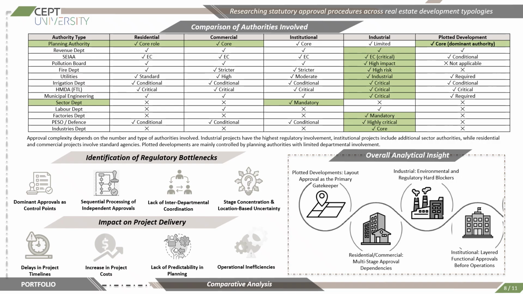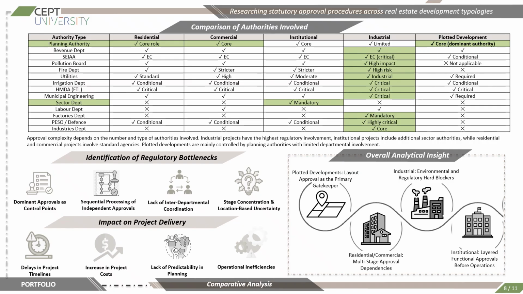Environmental authorities such as the SEIAA and pollution control boards become very important in industrial developments due to their major environmental impact. The fire department requirements become more strict in commercial and institutional projects, and they are highly risk sensitive in the industrial development. Utilities, irrigation departments, the HMDA full tank level verification, and municipal engineering departments are very important across most typologies because they influence the infrastructure viability and the compliance. Institutional developments have additional sector specific authorities, because schools, hospitals, and public institutions require approvals from these specialized departments.